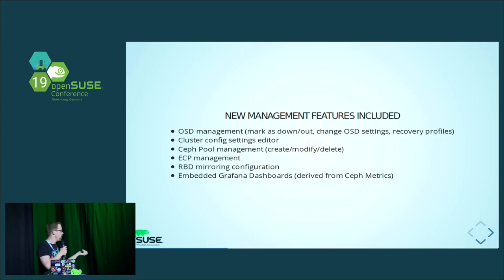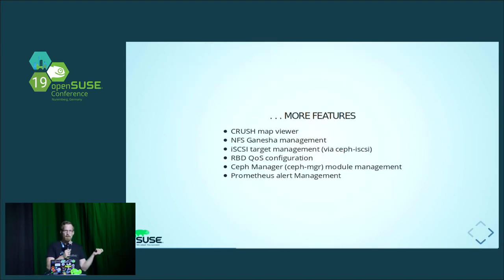And you've seen the Grafana dashboards right now already, so you have a clue how this is supposed to look like. We still have a CRUSH map for you, like we had already in the old days. It's still a viewer, nothing else. Just visualize the CRUSH map. There's more to come. NFS management, we can do iSCSI target management, which in the meanwhile was replaced, at least SUSE side, with Ceph iSCSI. In the past releases, we used LRBD. We now switch to Ceph iSCSI. We support QoS. We can also manage the modules in the UI and Prometheus alerting in the meanwhile.